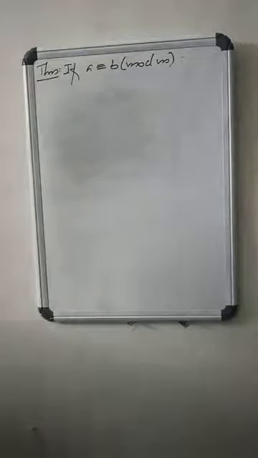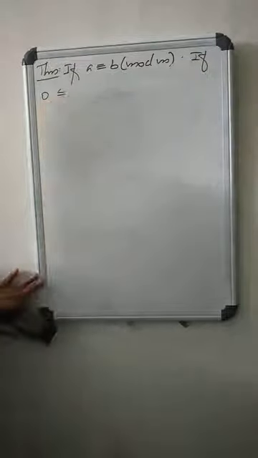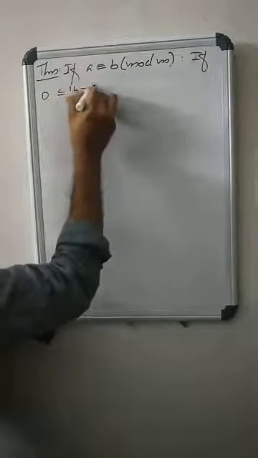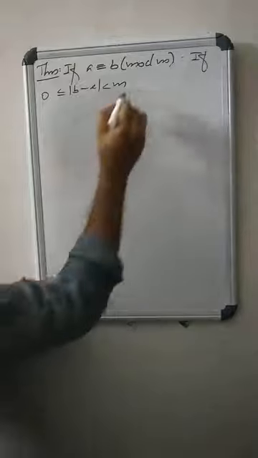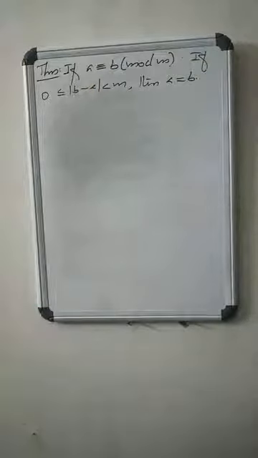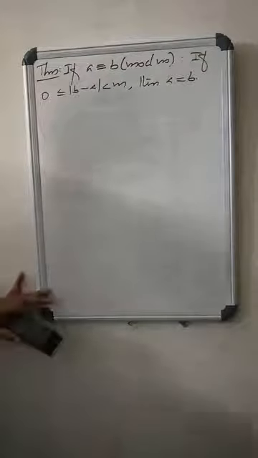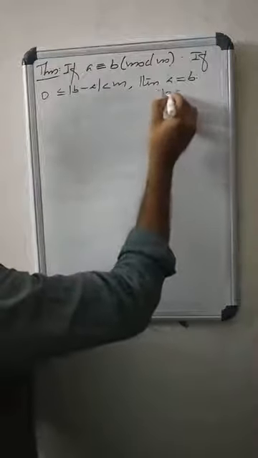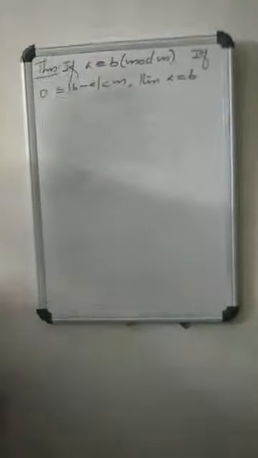If A is congruent to B mod M, and if 0 ≤ |B − A| < M, then A = B. That is what we prove.